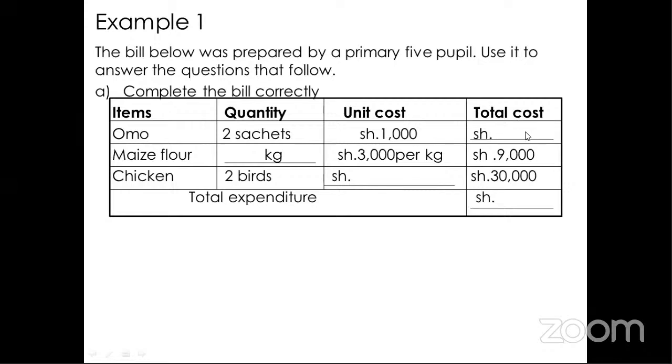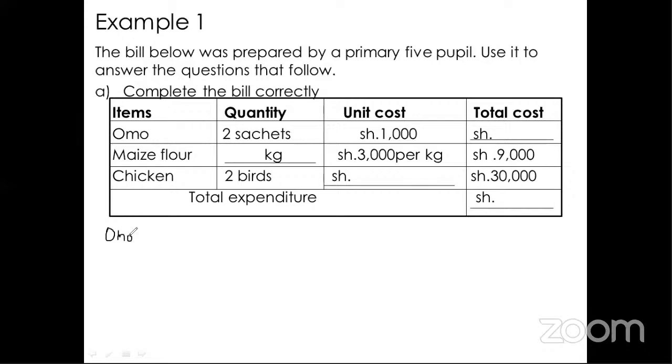You have already said you are going to multiply for Omo. You have already said you are going to divide for maize flour. Also, you said you are going to divide for chicken. So the examiners, those who are going to mark your exam, want to see, how did you multiply? How did you divide? That is very important. Now, here you come down, they always give you the space. So when you come down here, write the item first. The item is Omo.